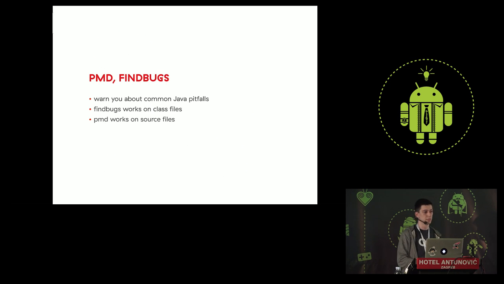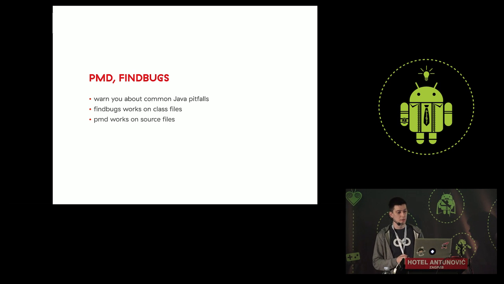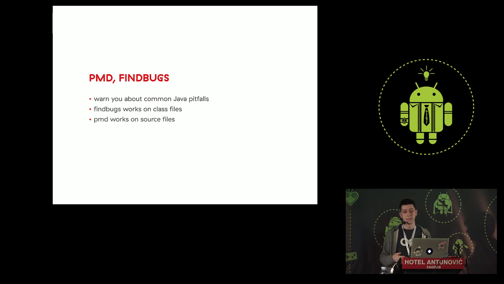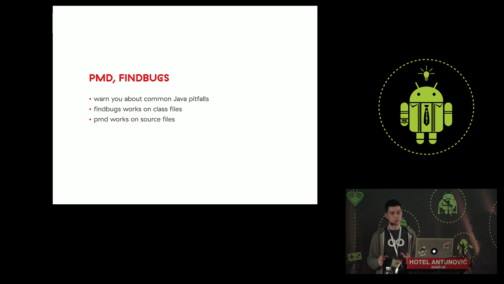The last two tools for static analysis we use are PMD and FindBugs, and they both warn you about common Java pitfalls. One of them works on class files, the other one on source files, and they contain different checks, so it's good to use them both.